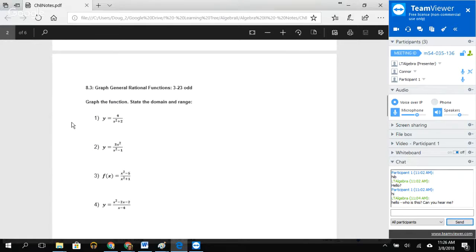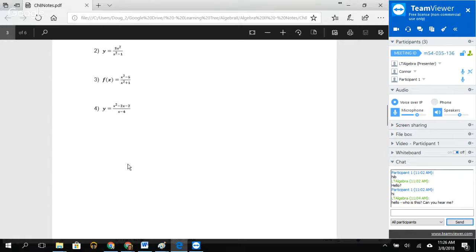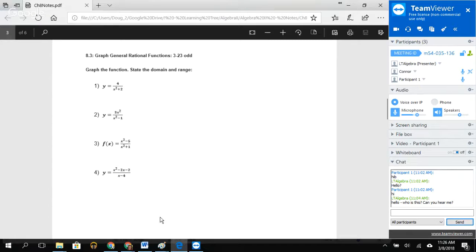The next section is also a graph section, but I think I'm going to save that for Monday. So if you have a graphing tool, try to bring that in on Monday. But I think that's all we're going to do for today. I think that should be good.